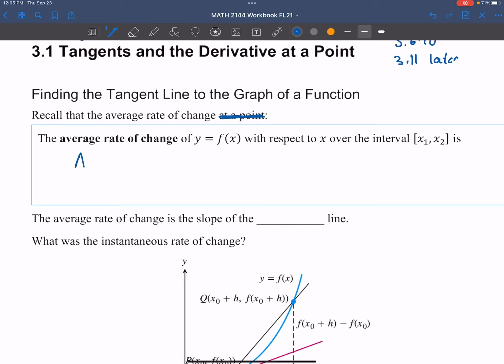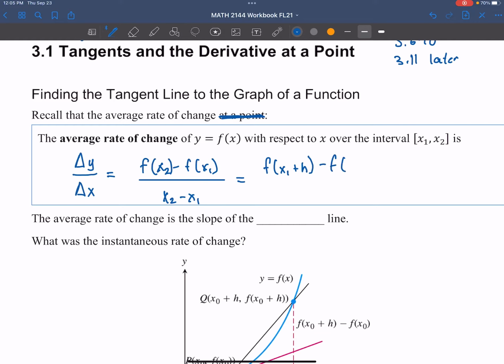So the average rate of change is, remember, just the rise over the run. So it's the change in y divided by the change in x. But instead of y, we typically talk in terms of functions. So we have f of x2 minus f of x1 divided by x2 minus x1. So this is the pre-calculus form of this formula. But remember, what we were using a lot in the last chapter was this f of x1 plus h minus f of x1 divided by h.